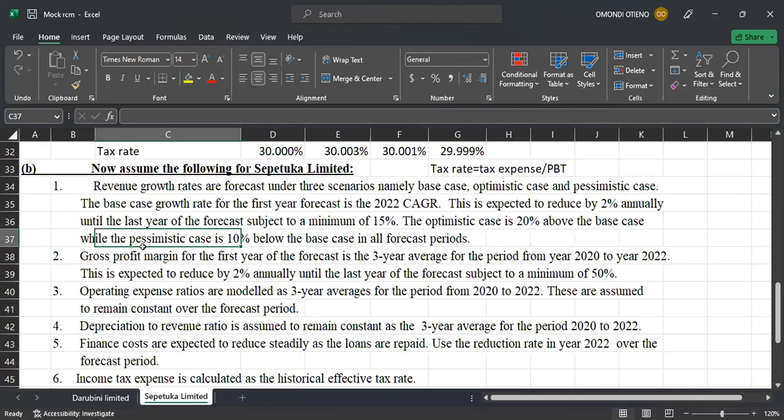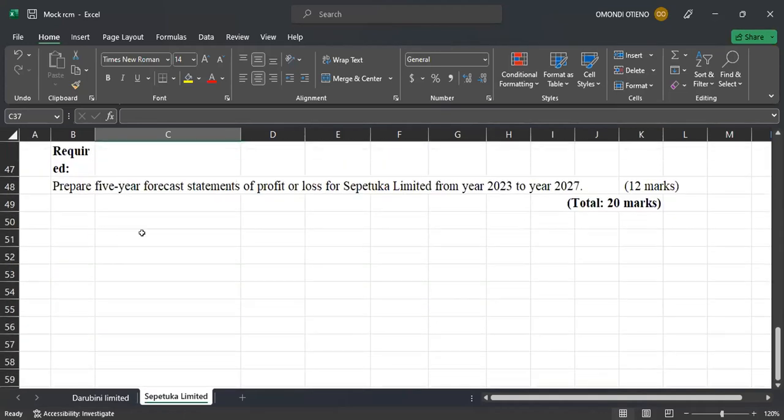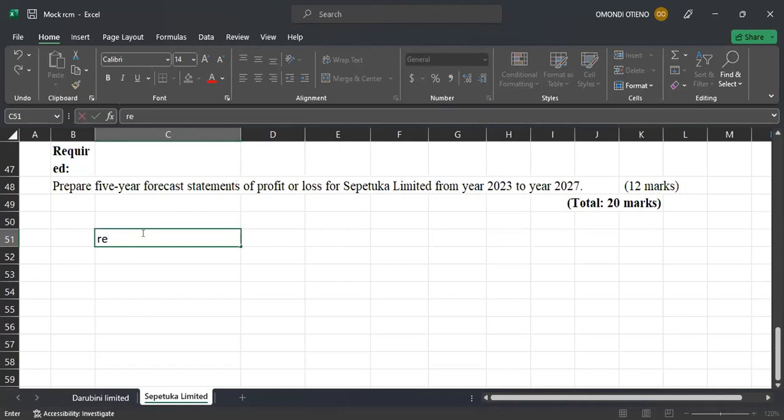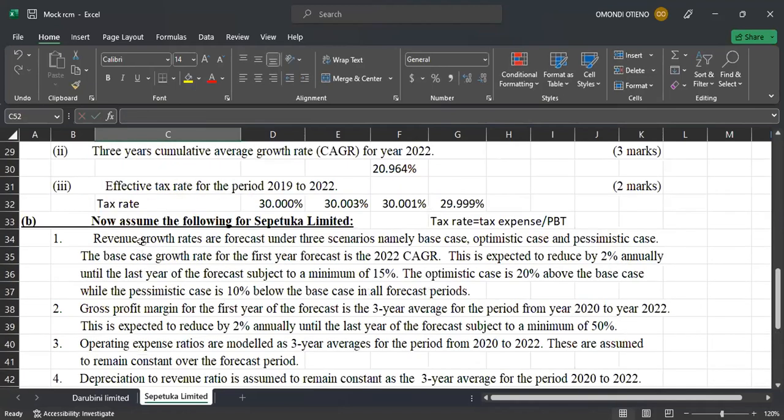All right. So let us build now these other assumptions from the statements we've been given. So we start with the revenue assumption. What have they told us about the revenue assumption? They have told us something very nice that many students were not able to interpret today. They have told us revenue growth rates are forecast under 3 scenarios.